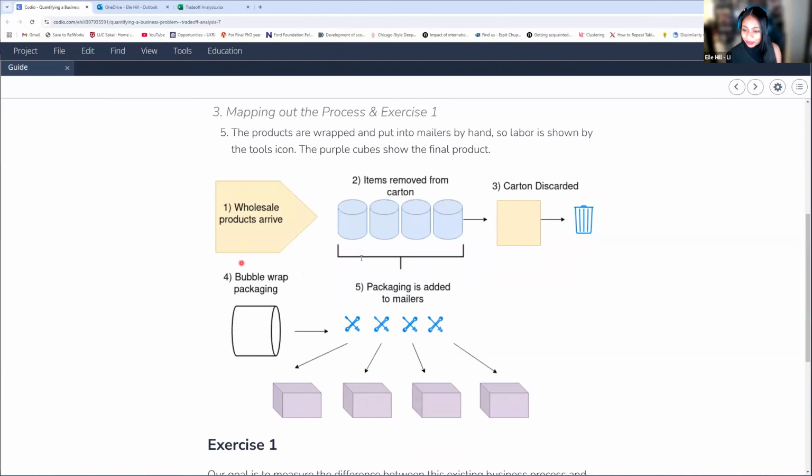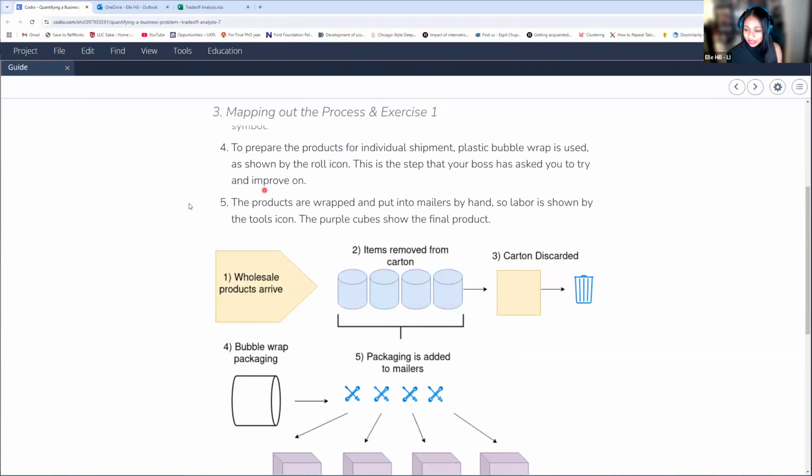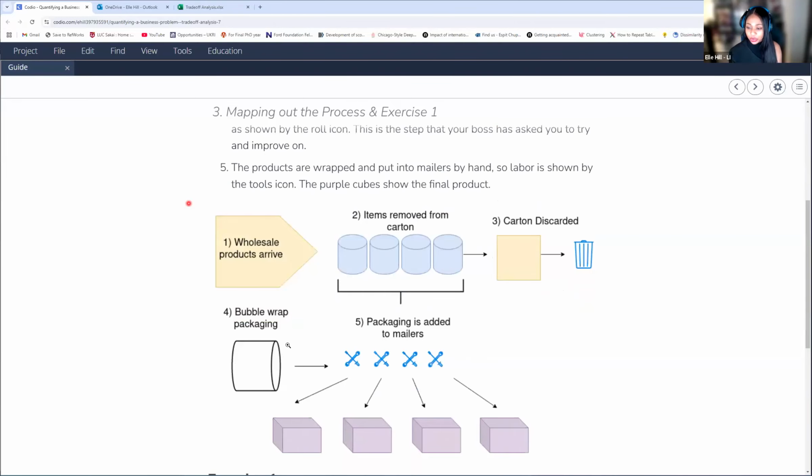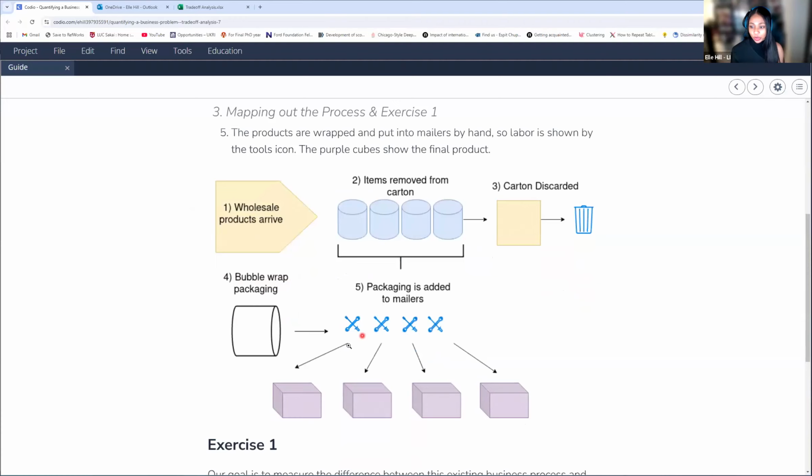Now, lastly, the products are wrapped up and put into mailers by hand, so labor is shown by the tools icon. This just means that individual workers are going to have to wrap up these items and put them into separate mailers by hand. So this is just labor-intensive work that we see here. So keeping in mind that we want to reduce costs without adding any additional cost.